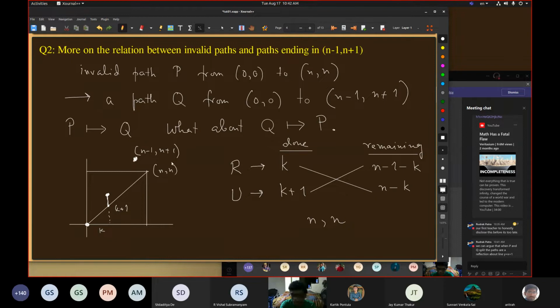So are you convinced now? Starting from P, doing that construction, you get Q. P is an invalid path. And starting from Q, you can reverse the construction and get back the same path P. And if you look at this imagery, two reflections will make the path original.